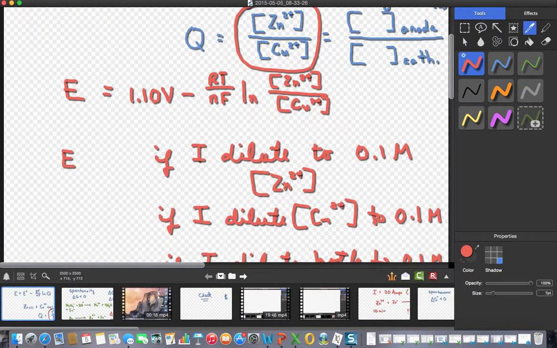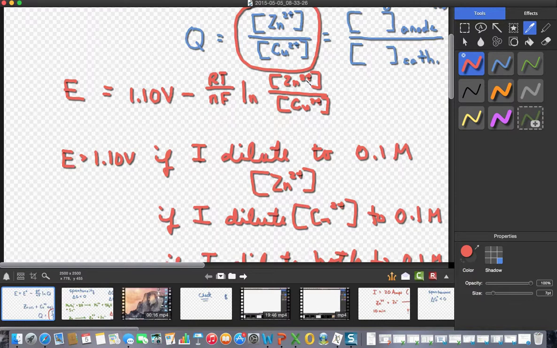If we dilute zinc 2+ to 0.1, this fraction is going to decrease. In fact, I will be taking the natural log of a number that's less than 1. By the way, what that means is if I take the natural log of a number that's less than 1, it will be negative. A negative times a negative is a positive, and the electrical potential will be greater than 1.10 volts if I make the numerator smaller.